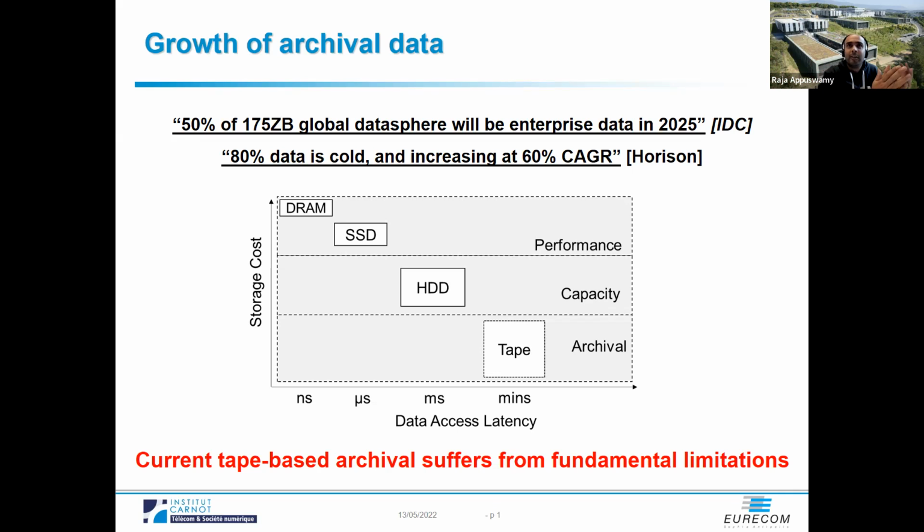Why am I looking at this? It's because this data, which is referred to as cold data, data that's generated and infrequently accessed, constitutes about 80% of the total data. Of all the things that we are generating, 80% is going to be cold. And this is growing at an alarming rate, 60% per annum, a 60% compound annual growth rate, CAGR.